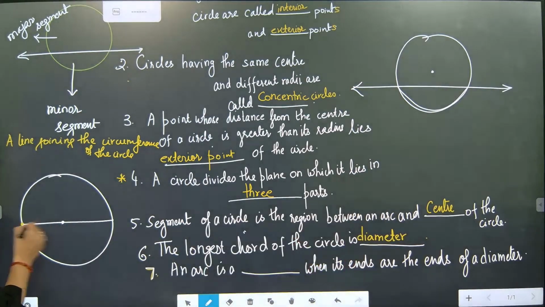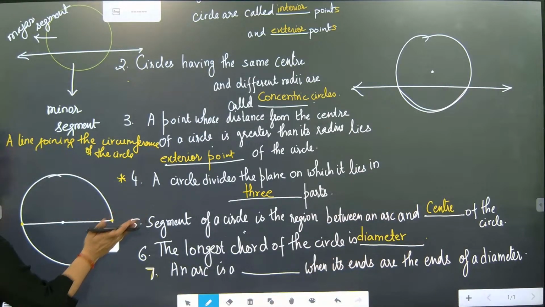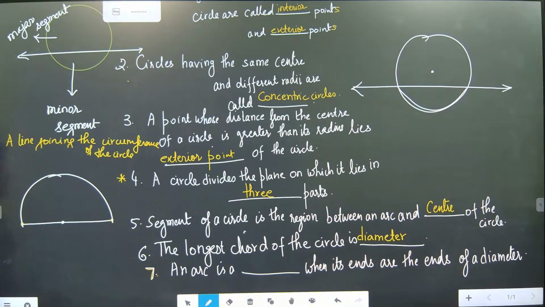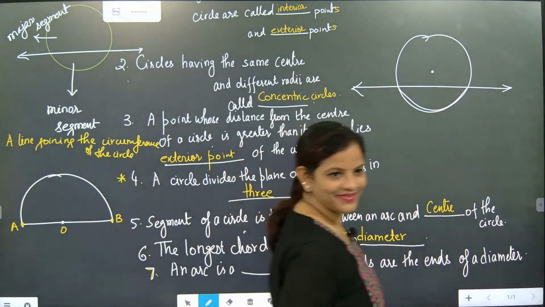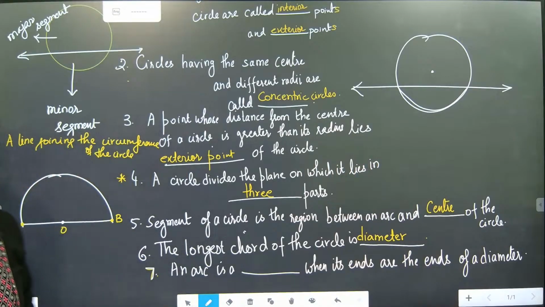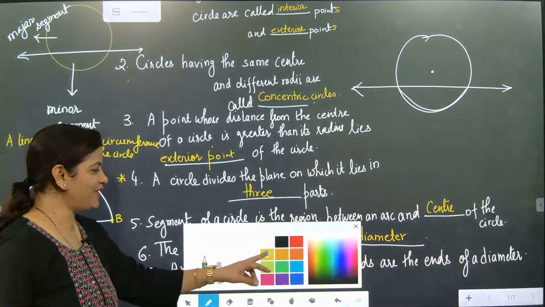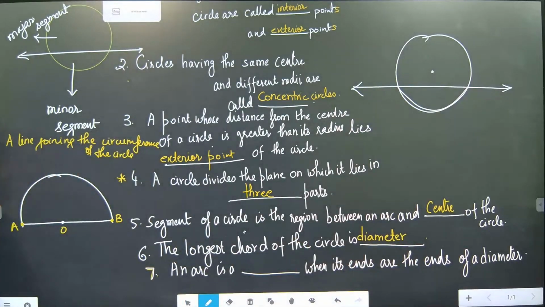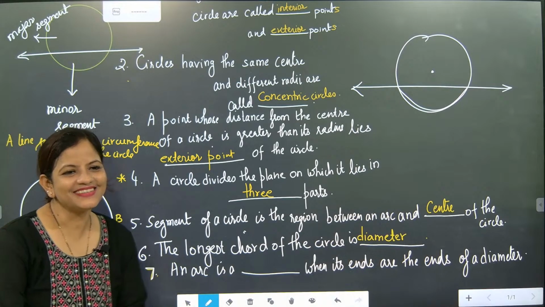So its ends are the ends of the diameter. What name are you going to give it? AB is the diameter with center O, and these ends are the ends of the diameter. My online children have given the answer. From here you are unable to see. Think, what is this shape called? Yes, it is called a semicircle.